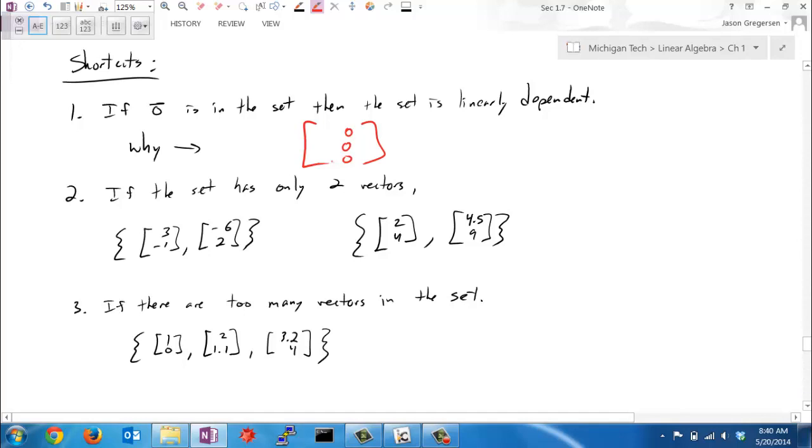I heard another one over here. Was yours? The 0 vector doesn't add anything to the space. Absolutely. So we're talking about those linear combinations to span the space. The 0 vector is not going to help us get anywhere, right? So that's another way you can think about it. Any other ideas? Any other justifications that are different?